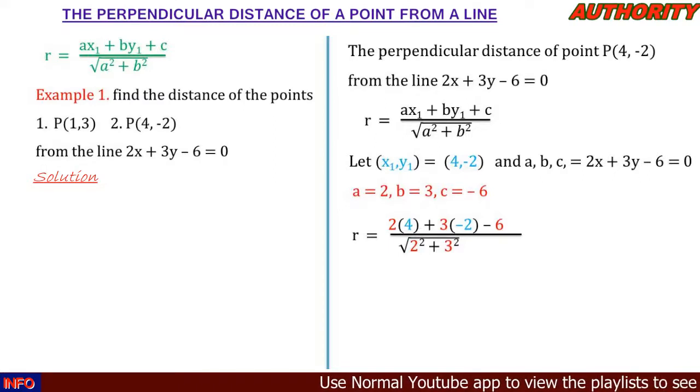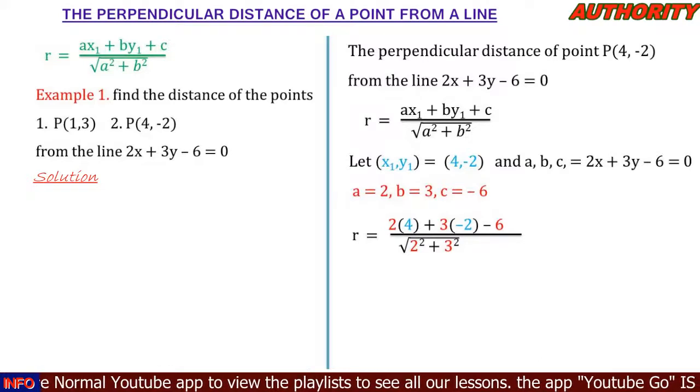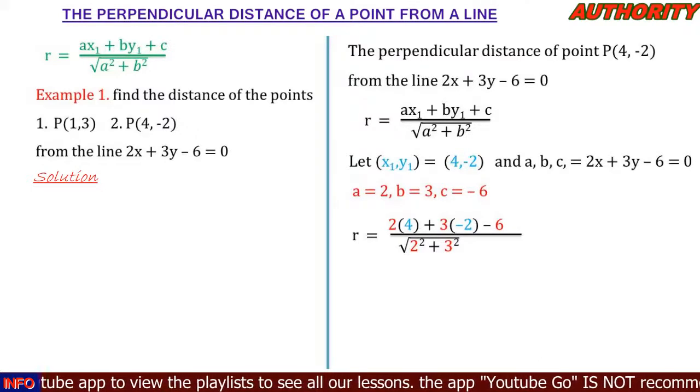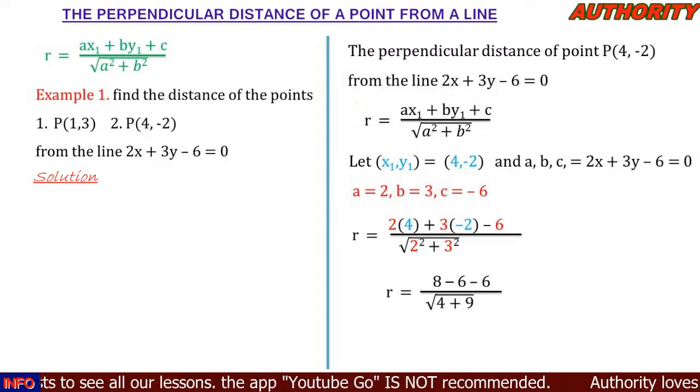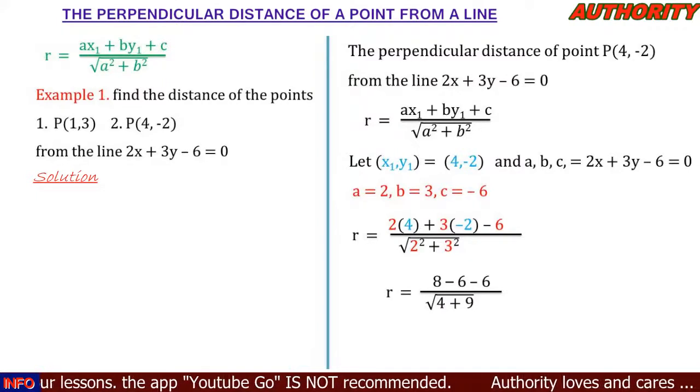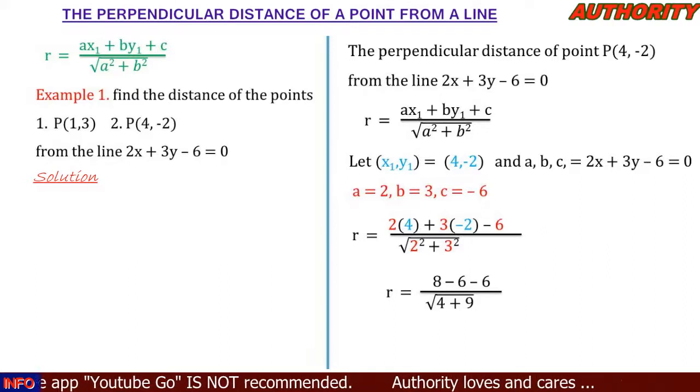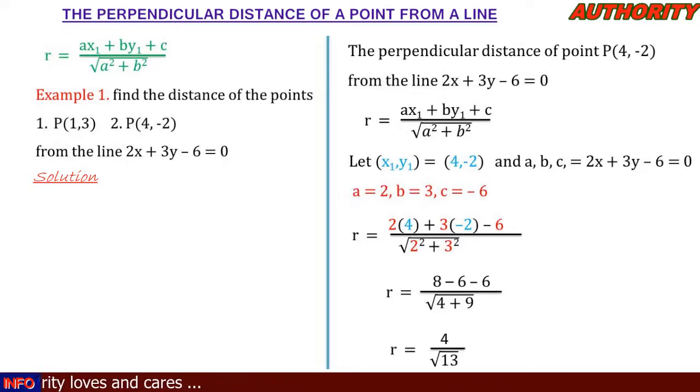Okay, so in our numerator we have 2 times 4 equal to 8, and then 3 times minus 2 is equal to minus 6. Then we have minus 6. So 8 minus 6 is equal to 4. And then in our denominator we have 2 squared is equal to 4 plus 3 squared is equal to 9. So 4 plus 9 is equal to 13. So we have square root of 13. So here we have 4 all over square root of 13.